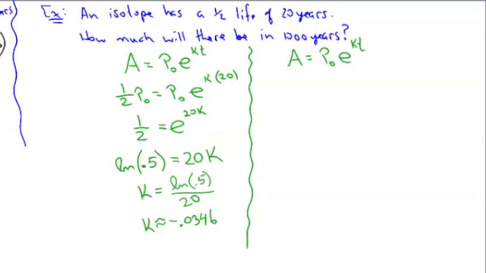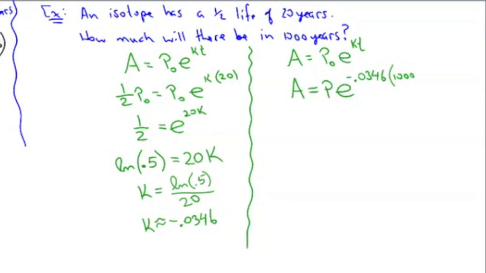Wait, so is this k? That is part 2. I always separate mine with a little line, even when I do my own work, just to keep my brain straight. One half of the problem, other half of the problem. Right side of brain, left side of brain. Now, we want to know how much is left after 1,000 years. So A is what we're looking for. P0 is still P0. And it becomes e to the negative 0.0346. And t in this case is 1,000.